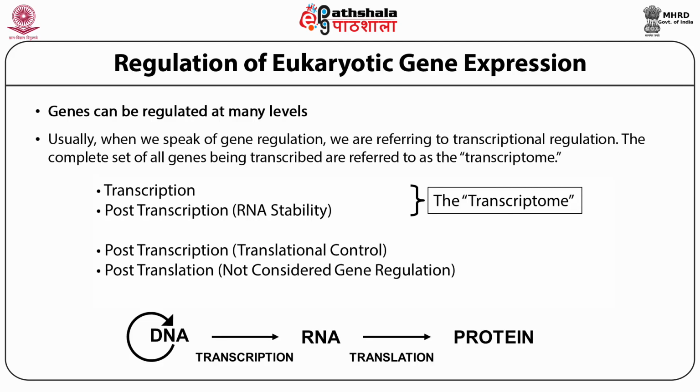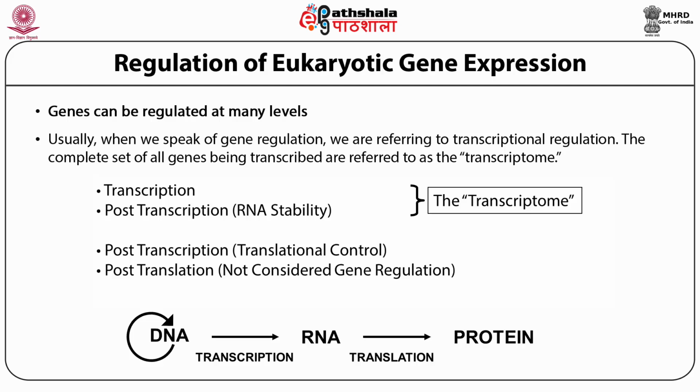Now the complete set of all the genes being transcribed is referred to as the transcriptome. There are different stages. You can see the cartoon below. It shows the DNA folded on itself, that is, the DNA is replicating. There can be regulation of gene expression even at this stage, in how frequently the DNA gets replicated. We know that cancerous DNA gets replicated many more times than in a normal cell. So that's another step of gene expression regulation.